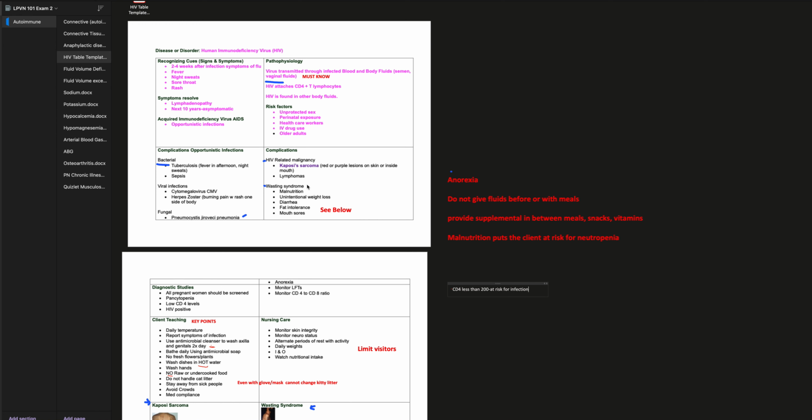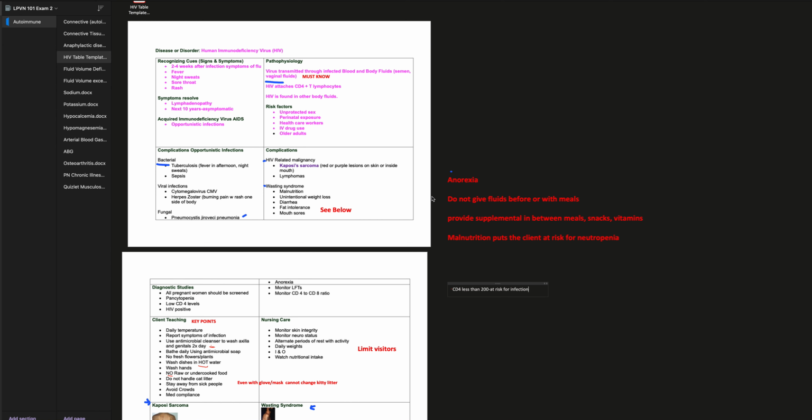Wasting syndrome, super important for you to know. What happens is they get massive diarrhea. They have mouth ulcers that make it hard for them to eat. They have fat intolerance causing diarrhea. And then they have unintentional weight loss, which is like everybody's dream to lose 10 pounds without trying, but really, it's not a good thing. That's going to make them prone to malnutrition. And they're anorexic too when they get wasting syndrome. They can't eat.